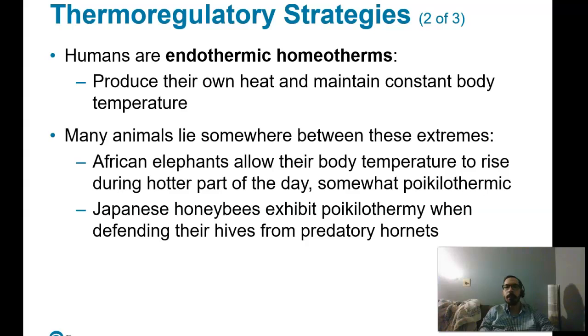Okay, so humans are endothermic homeotherms because we generate our own heat and the temperature is maintained at a constant level. Okay. But many animals lie somewhere in between these extremes. So, for example, an African elephant can allow the body temperature to rise during the hotter part of the day. And so, in this case, it would be a poikilotherm. So, it would be an endothermic poikilotherm.